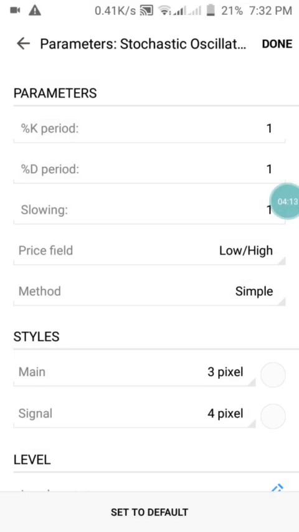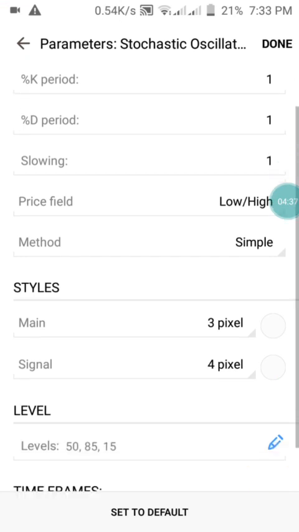We have our K period to be 1, and we have our D period to be 1. We have our slowing to be 1. We have our price feed to be low high. We have our method to be simple, and we have our style to be in the color of our background. You see, these two colors, you need to put in your background color. So if you are using black, make sure these two colors are also black.